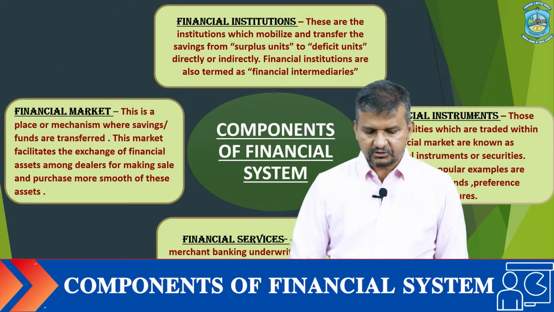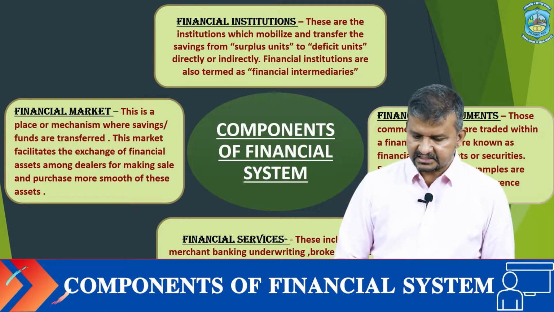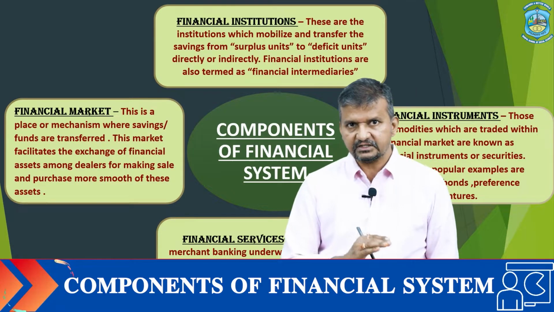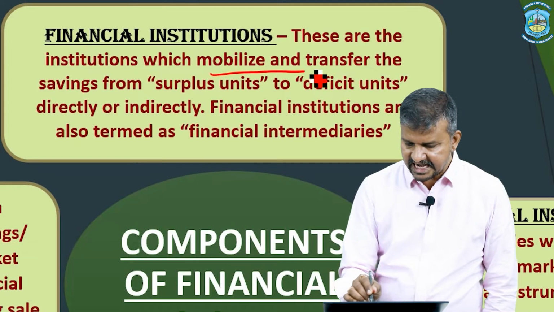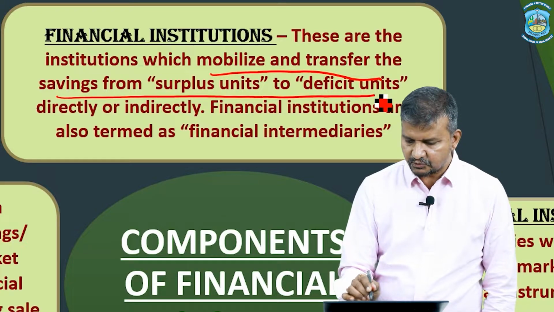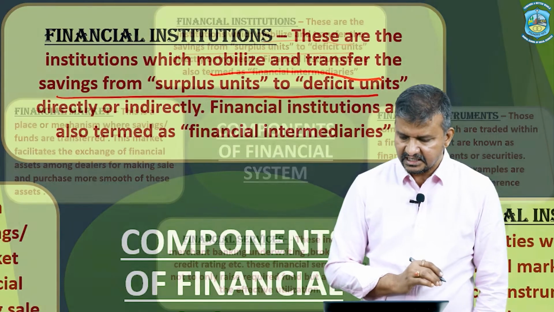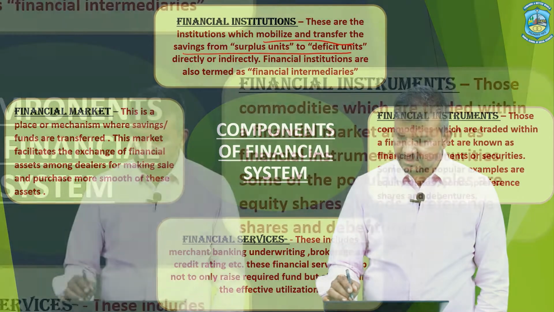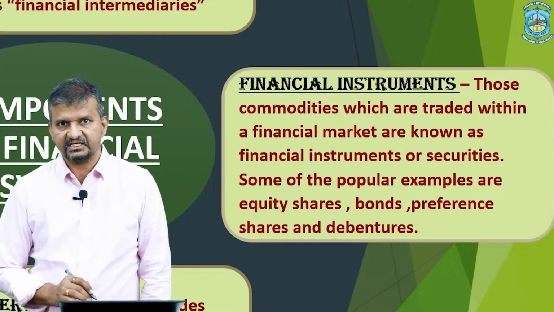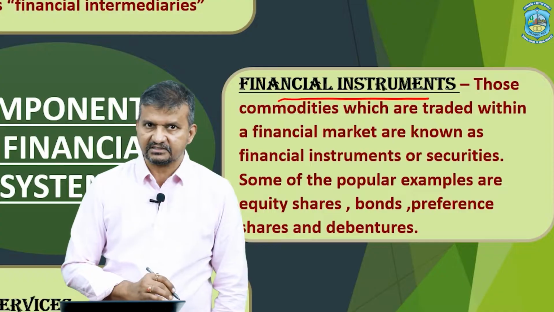Then we come to components of financial system. We have 4 components to start with. First is the financial institution. What does a financial institution do? These are those institutions which mobilize and transfer the savings from surplus units to deficit units. Then we come to financial instruments. Financial instruments include shares, bonds, preference shares and debentures. This is the second component of the financial system.